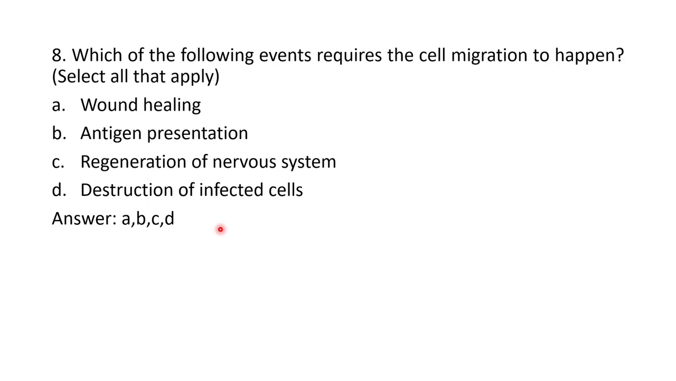For destruction of infected cells, usually our neutrophils and macrophages migrate to the place of infection and destroy the cells. For antigen presentation also cell migration is required, and along with it wound healing and regeneration of nervous systems also include extensive cell migration processes. Yeah, for these events to occur. So the option is all of the above.